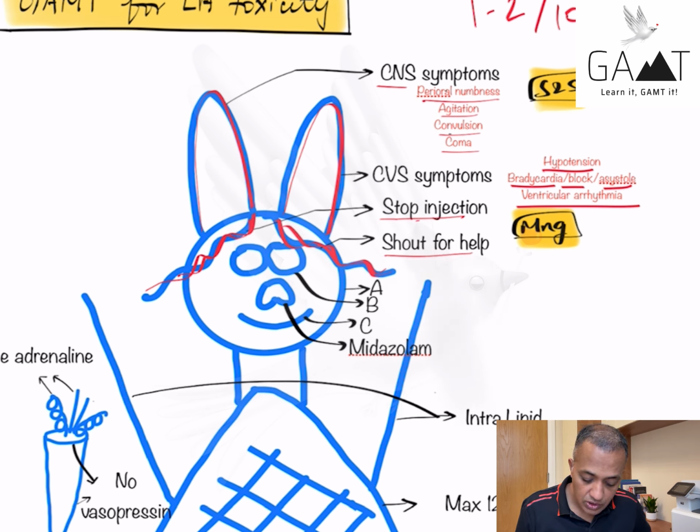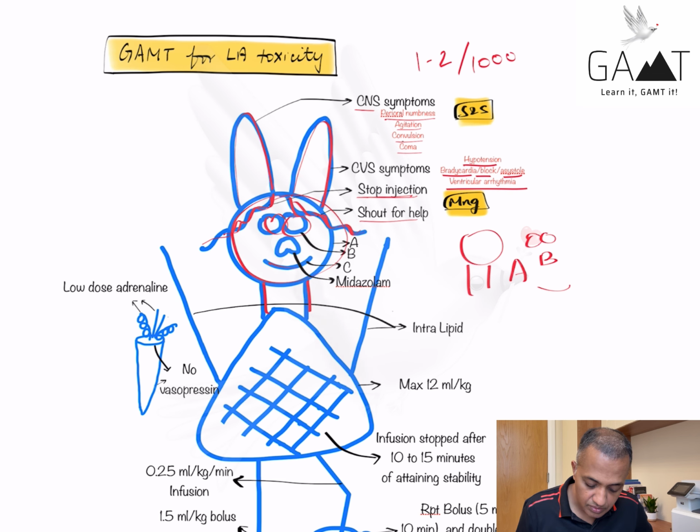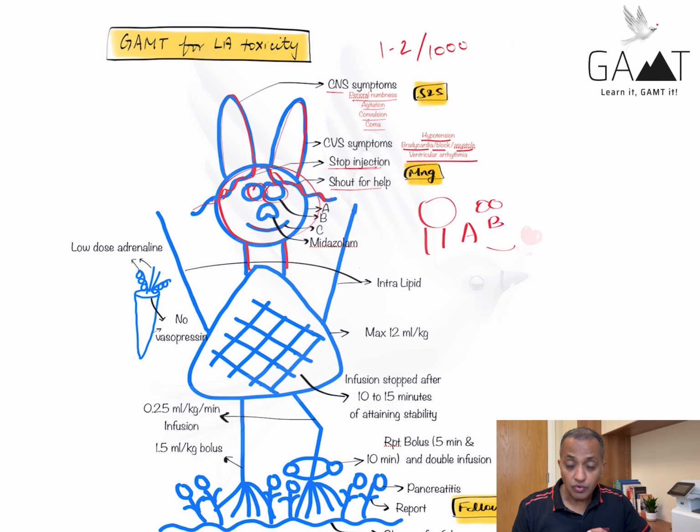So stop injection, short for help, first two things you need to do. And then, as with any other emergencies, you need to follow the ABC. The head of the bunny resembles letter A, the eyes of the bunny resemble letter B, and the smiley face resembles letter C. The airway, breathing, circulation forms the initial management of local anesthetic toxicity.